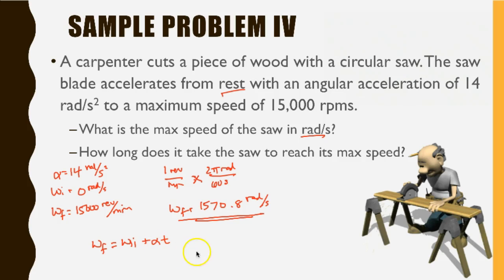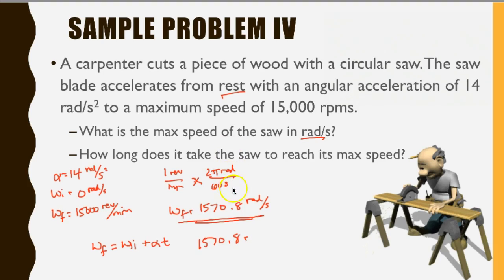Let's use this. 1570.8 equals alpha. Oops, alpha I know. Alpha is 14 times time. And so divide that quantity by 14, and that should give me 112.2 seconds, which is the time it takes for that saw to get up to its maximum speed.